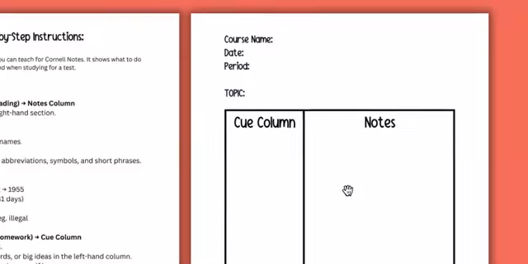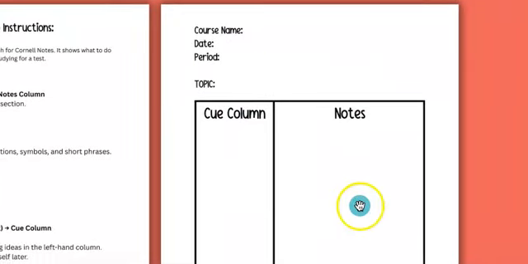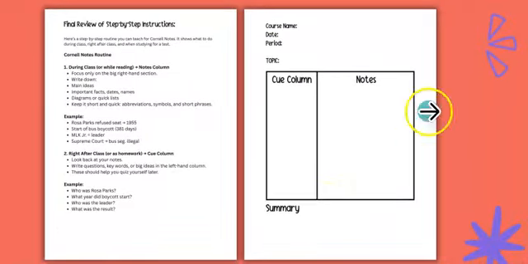And you also have a template so that if you want to just take that and photocopy it and use it for any and all of your classes, you can do that. But you can just as easily take out a lined piece of paper in class and a ruler and create this. And so that is the Cornell method.